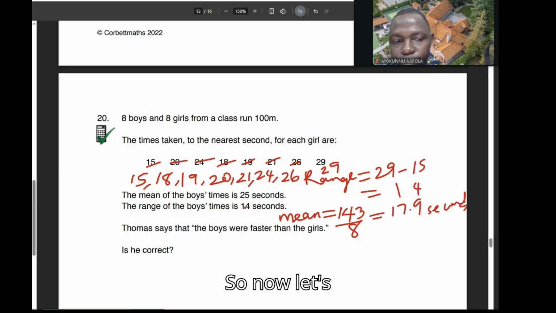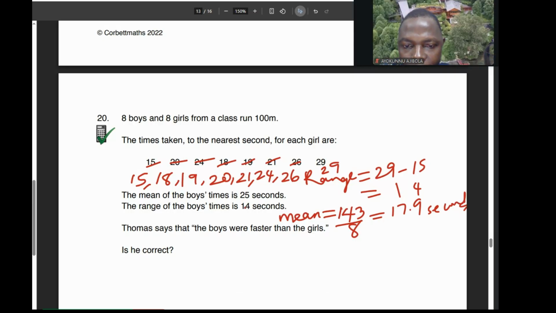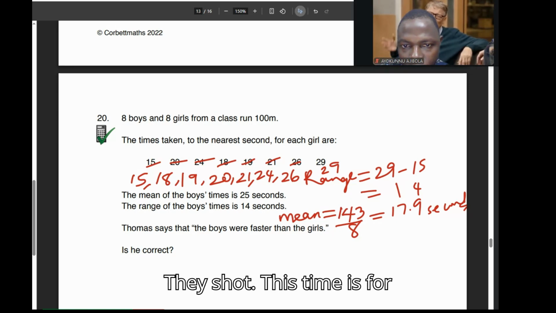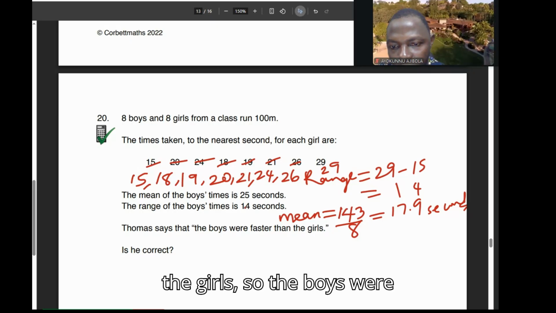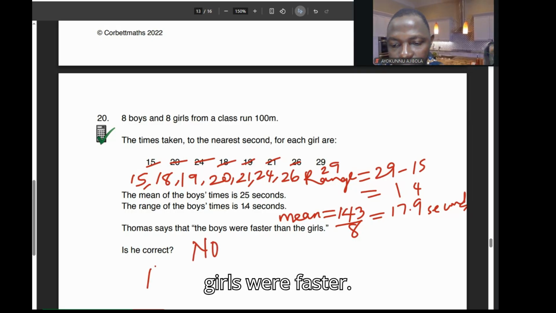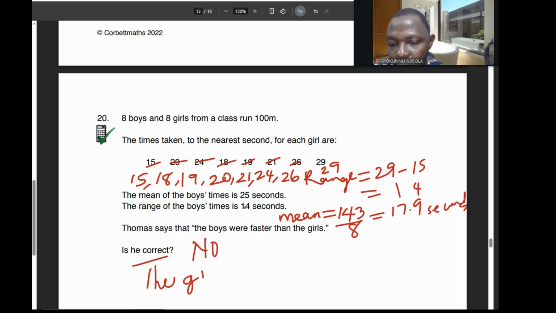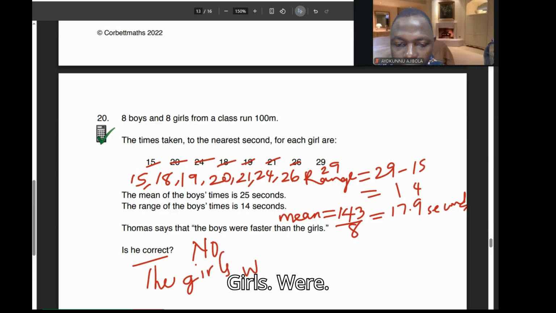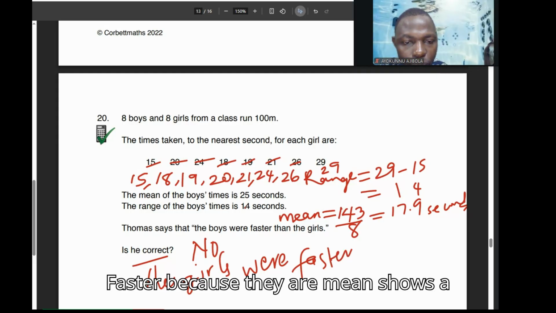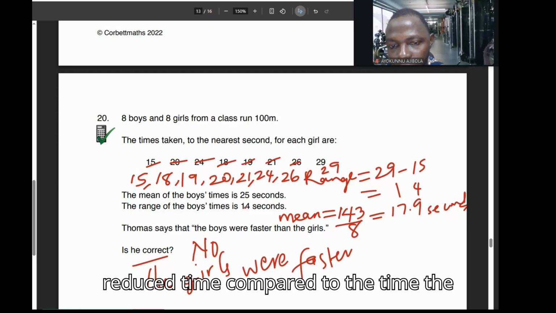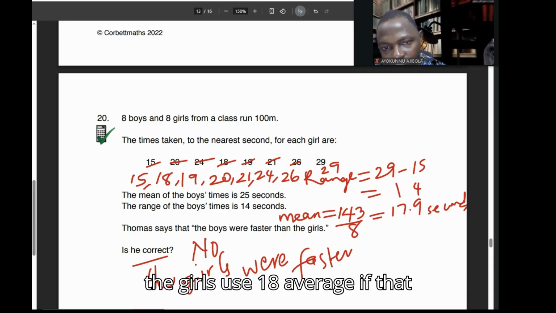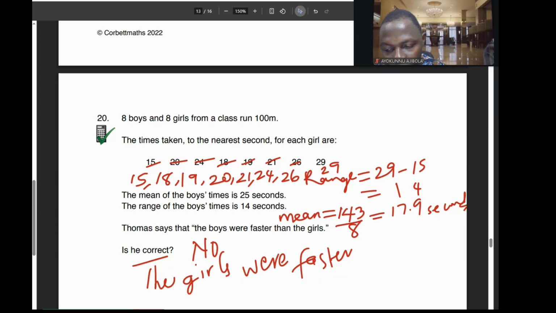So now, let's see. The shortest time is for the girls. So the boys were faster. No, the girls were faster. Girls were faster because their mean shows a reduced time compared to the time the boys used. The boys used 25 average, the girls use 18 average, if that calculation is correct.